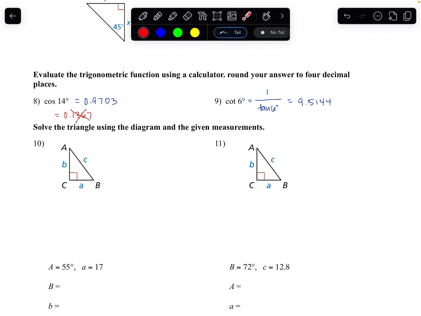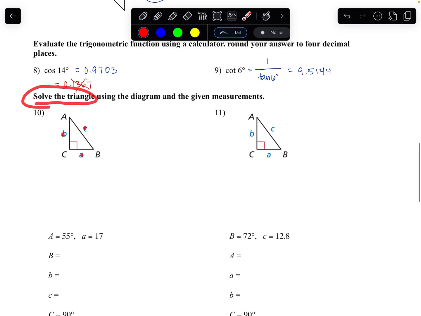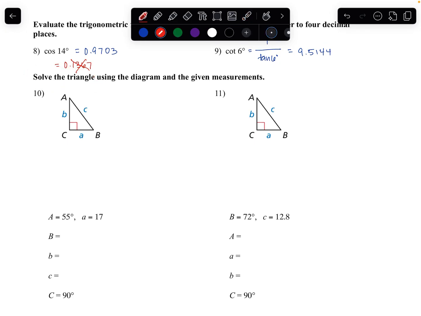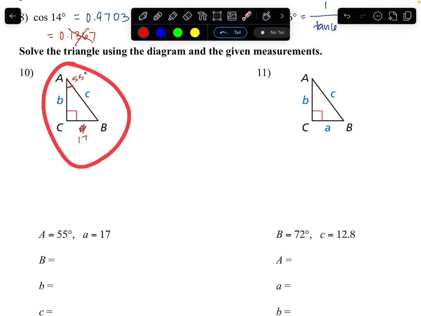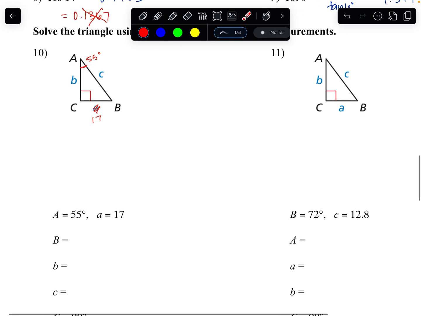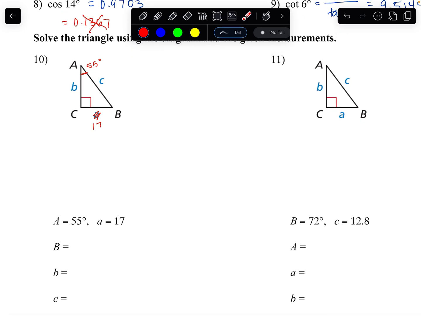Solve the triangle using the diagram and the given measurement. Solve the triangle means to find all values. It tells us here that angle A, this angle right here, is 55 degrees, and side length A is 17. We already know that this is a 90-degree triangle, so we need to find angle B, side length B, and side length C.